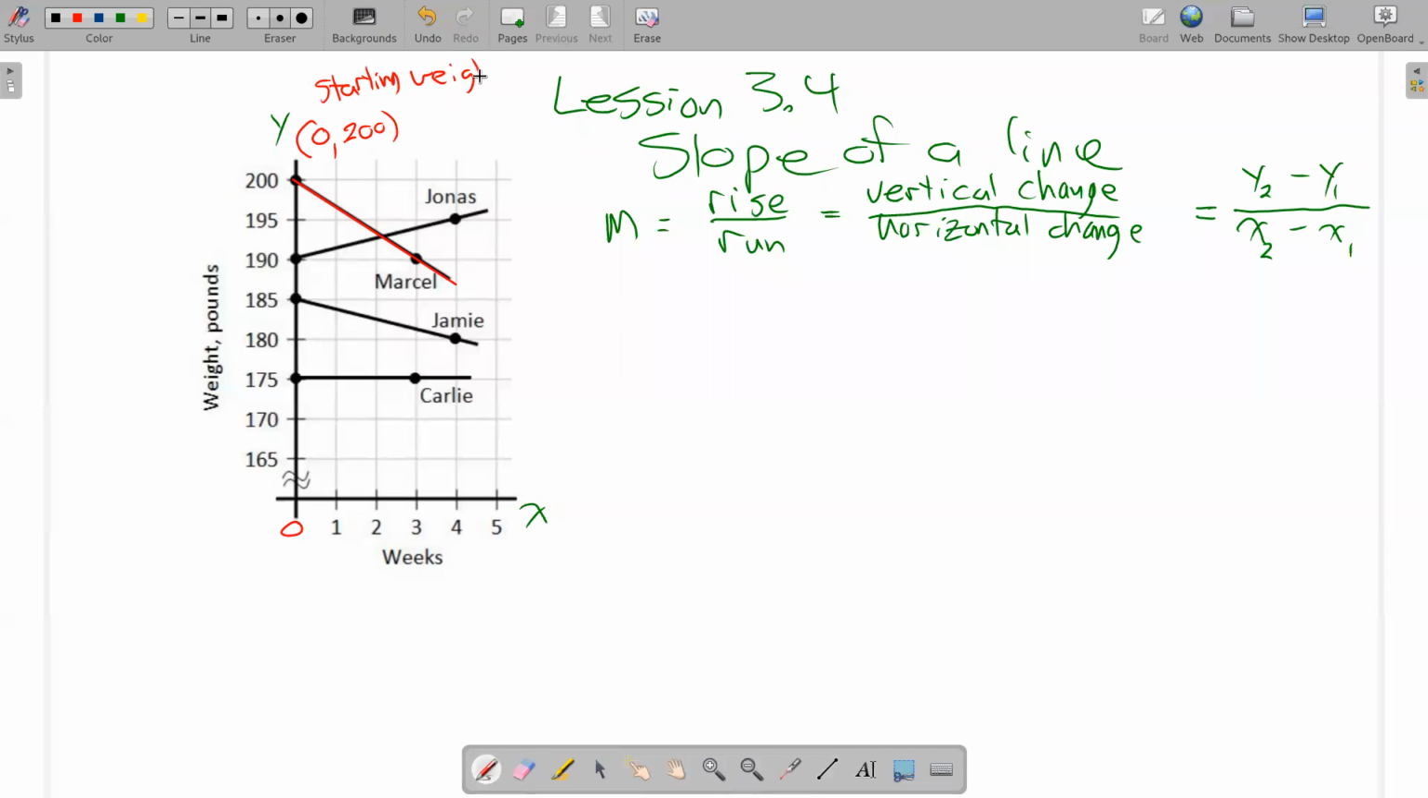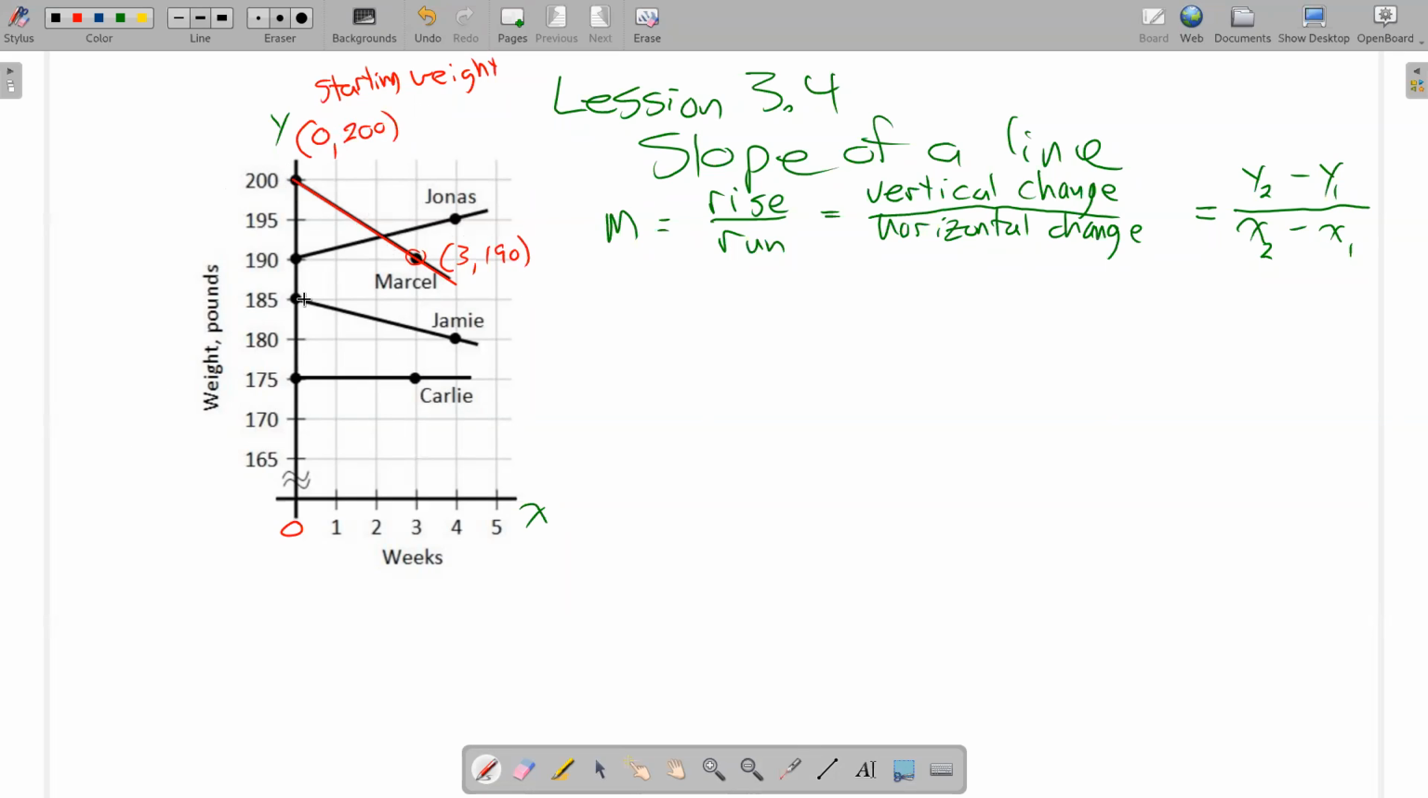The starting point for an equation, a linear graph, is often called the y-intercept, right? So my y-intercept is going to be the point (0, 200). So that's going to come up in an equation. And then I have this other point over here, and that was 3 weeks later. So 3 is the horizontal value, and then 190 appears to be the vertical.